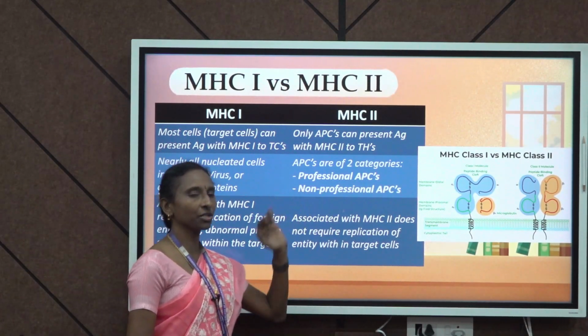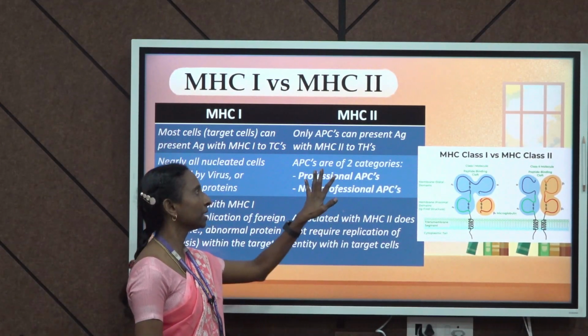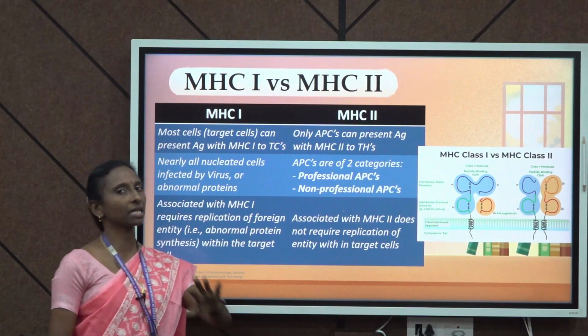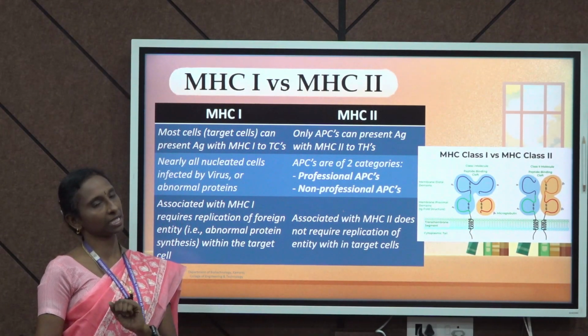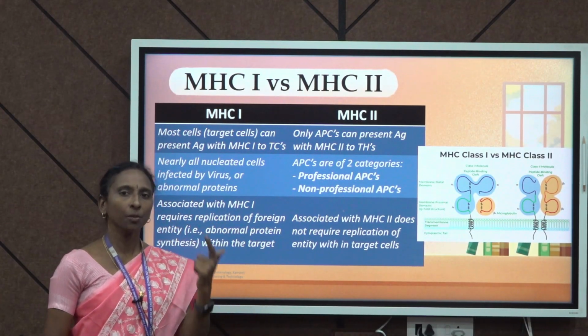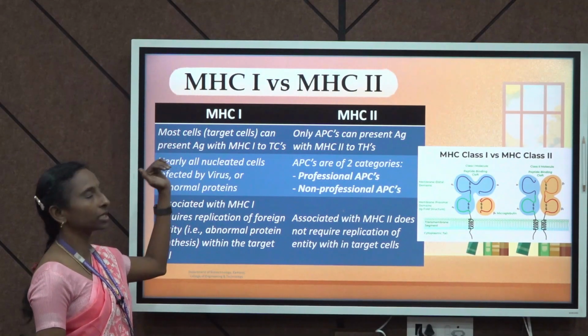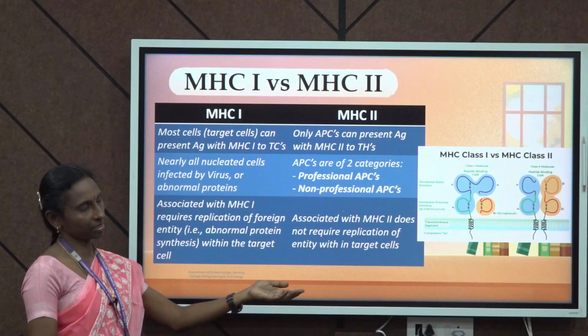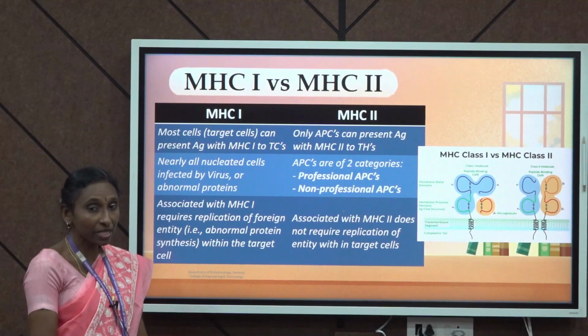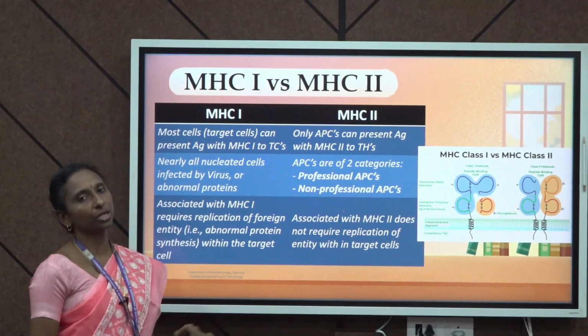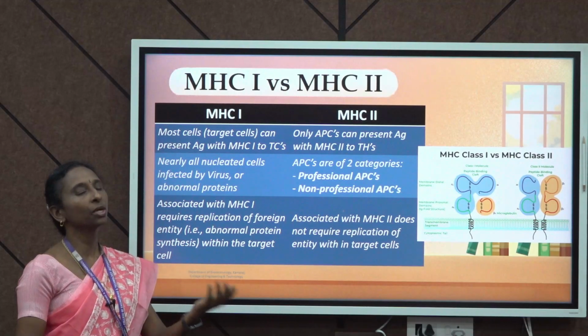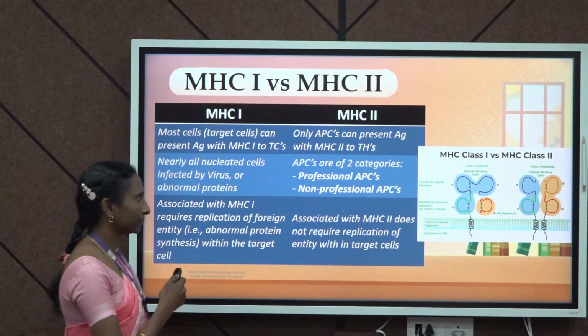And as you know, antigen presenting cells are of two categories. We have professional antigen presenting cells, of which there are three types: the dendritic cells, B cells and the macrophages. Whereas when we talk about the cells expressing MHC class 1, all the nucleated cells have the ability to express MHC class 1.